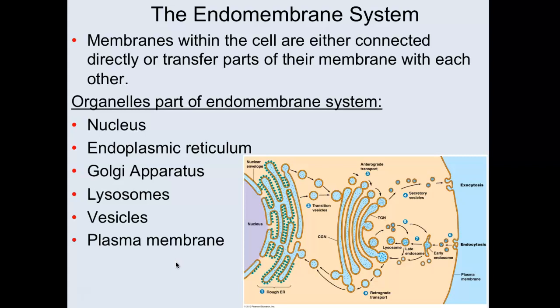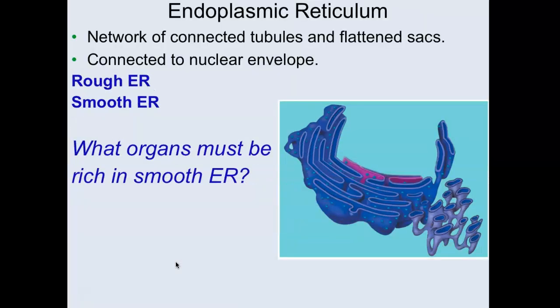So let's look at ER. So number 6 is the endoplasmic reticulum, abbreviated ER because this is a very long word to say over and over again. This is a network of connected tubules and flattened sacs. It's connected to the nuclear envelope. And there's 2 kinds. There's rough ER and smooth ER.